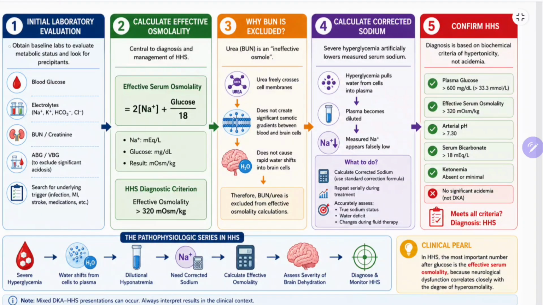Initial laboratory evaluation: obtain baseline labs to evaluate metabolic status and look for precipitants. So blood glucose you will measure, electrolytes you will measure, BUN creatinine ratio you will measure, and ABG and VBG you will do to exclude significant acidosis, and finally search for an underlying trigger. It can be infection, infarction, or iatrogenic medication. Okay, infection, same thing, same 4 I's.